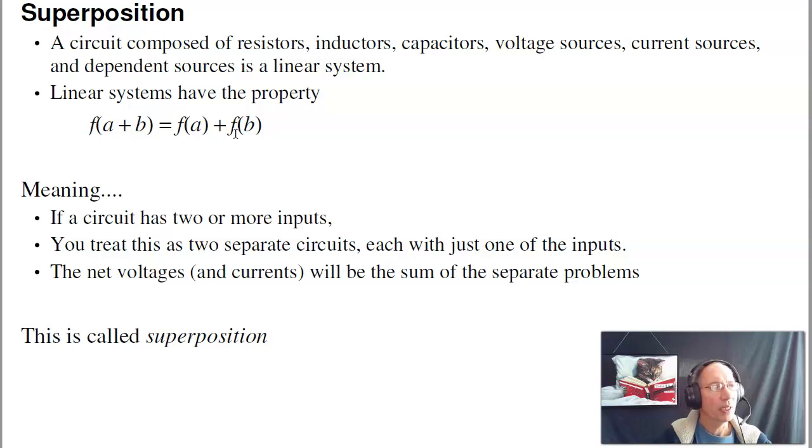What that means is that if you have a circuit with two or more inputs, the output is a function of those two inputs. A perfectly valid way to analyze it is to treat that as two separate problems: a problem where you have the first input turned on, and a problem where you have the second input turned on. The sum of the two outputs will be the answer when they're both turned on. Now, this is extremely powerful when we get to AC analysis, but also applies to DC analysis. This will just look at the DC terms.